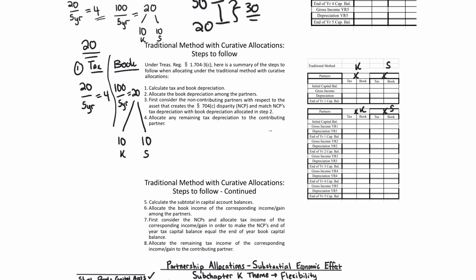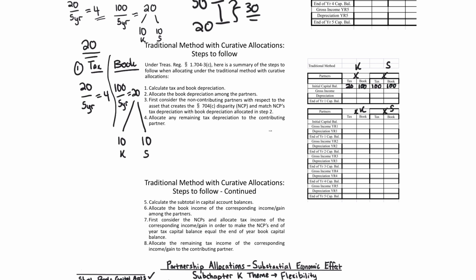So their initial balances, 20, 100, 100, 100, right? Nothing different there. So we're not going to worry about the gross income yet, because that's where you're going to see things change with the traditional method of curative allocations. So rather than jump to gross income, we're actually going to skip that gross income line because we did that earlier, and under the traditional method, you can't change that. If that's in the partnership agreement, you follow what's in the partnership agreement.